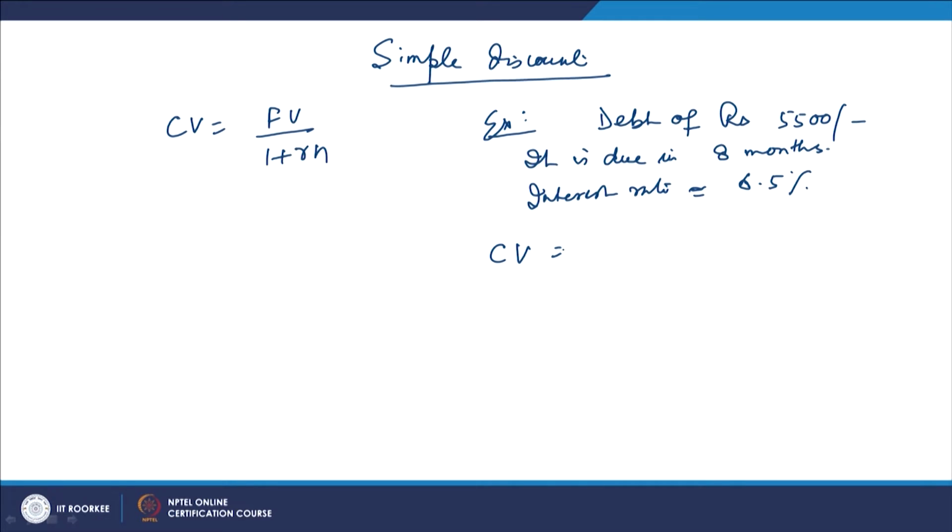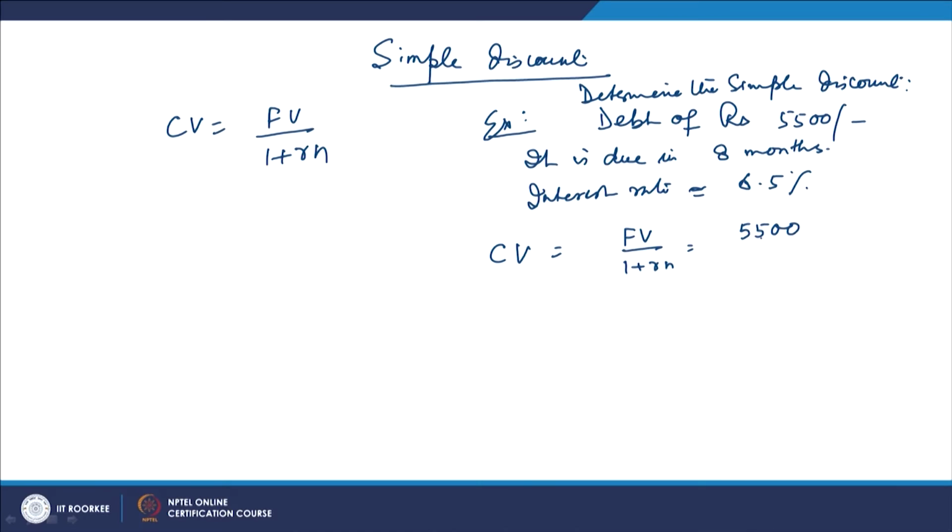Now, to find this simple discount, we see that the current value is future value divided by 1 plus Rn. So, that is how you have to find it. Basically the debt of rupees 5,500 is there, so that becomes the future value, and you will get FV upon 1 plus Rn, and so you have to determine the simple discount. For such a case FV is known, time is known, interest rate is known.